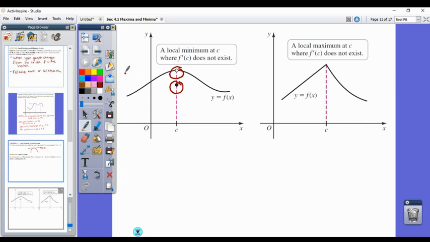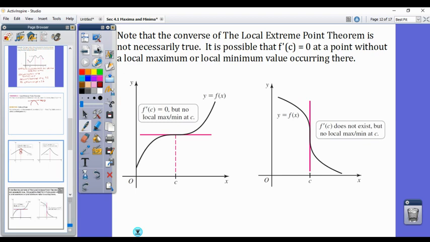All right, so let's look at two more different kinds of pictures. So here, we're going to be talking about the converse of the local extreme point theorem, which is pretty much the extreme point theorem, but you're going to switch the order, okay? So this is not necessarily true because here, the slope of your tangent line is going to be 0, but there is no local max or min. And the same thing is happening here. There's not going to be a local max or min. Okay, so let's get into the good stuff.